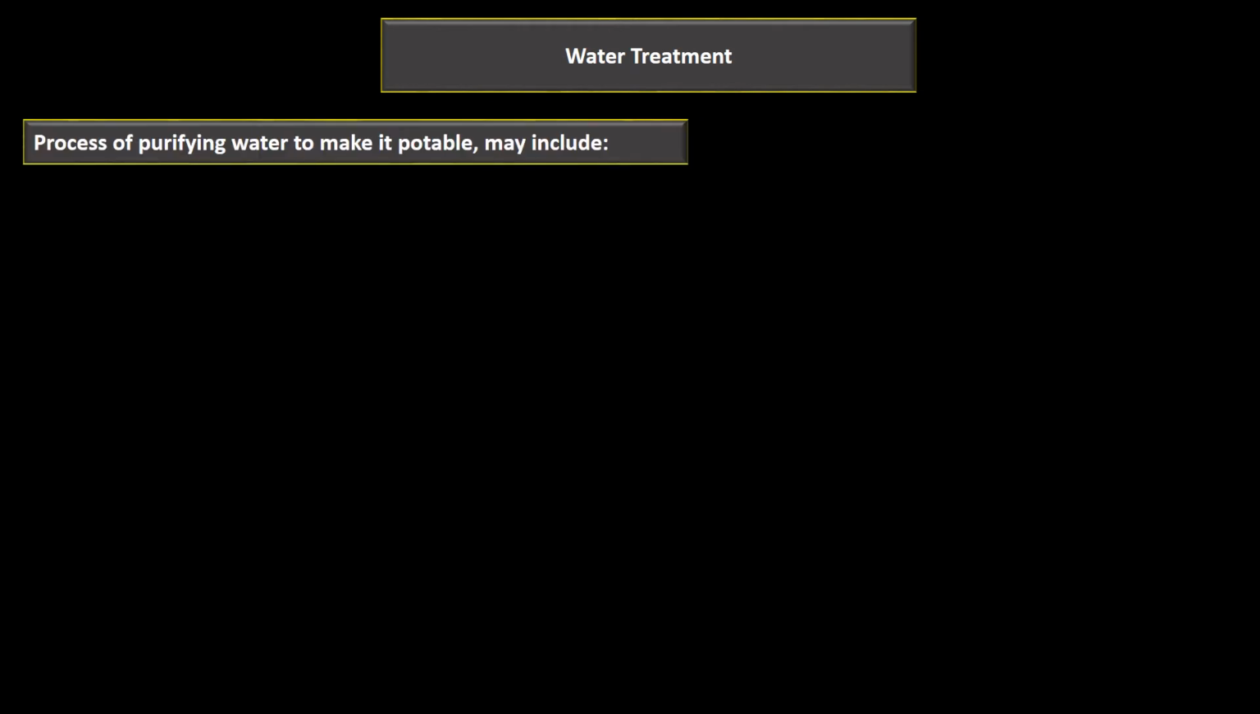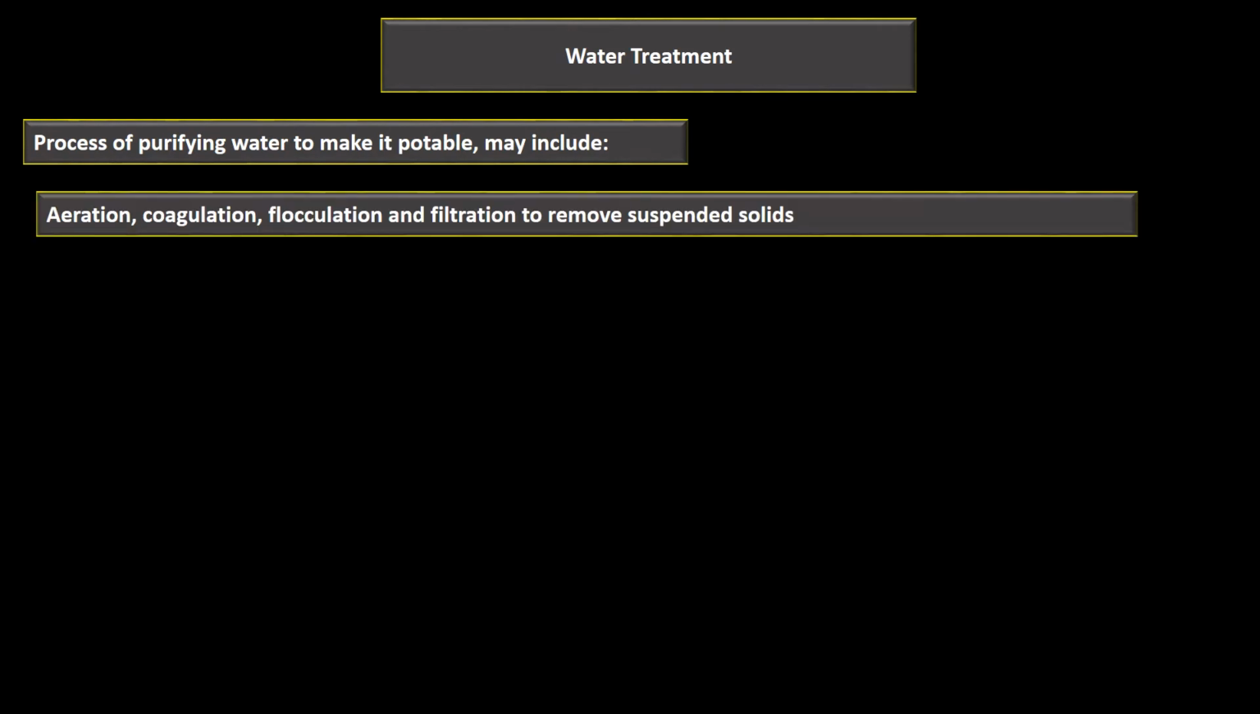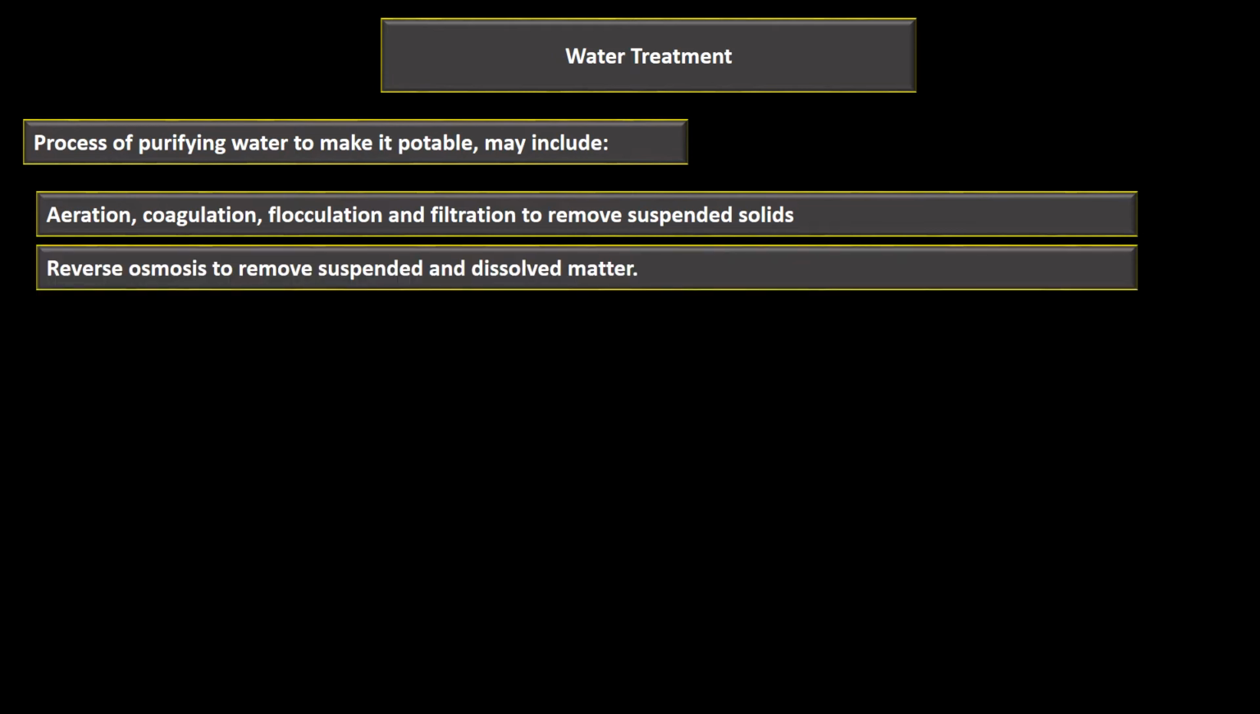Moving on to water treatment. The process of purifying water to make it potable may include aeration, coagulation, flocculation, and filtration to remove suspended solids. And then we're going to do reverse osmosis to remove suspended and dissolved matter.